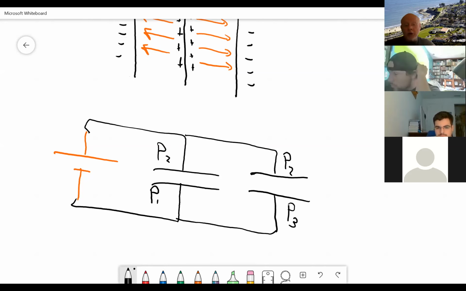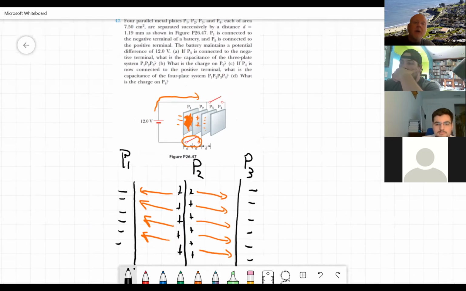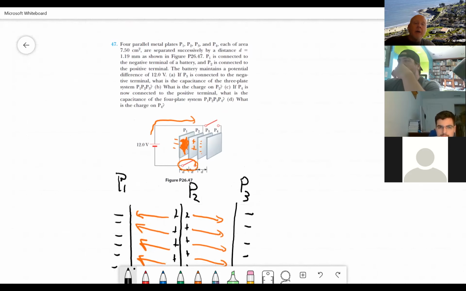And now what looked like a harder problem is, well, I'll just say easier. I don't know if I'd say easy yet, but it's an easier problem now that I have these two in parallel. Because coming over to here, part A says if P3 is connected to the negative plate, what is the capacitance of the 3-plate capacitor system?